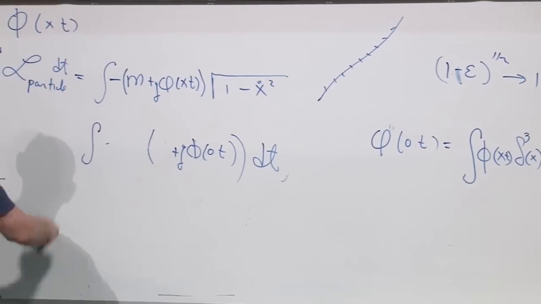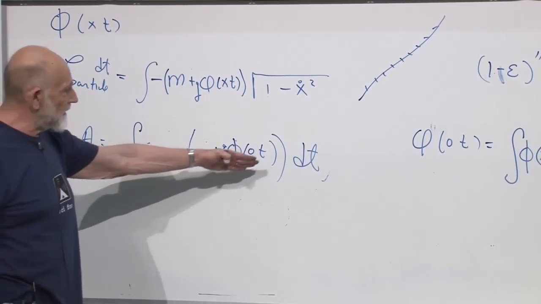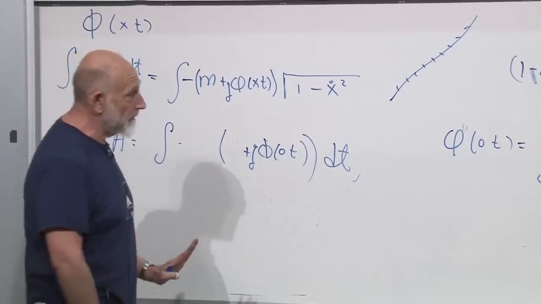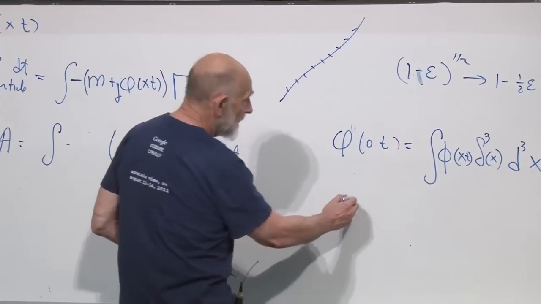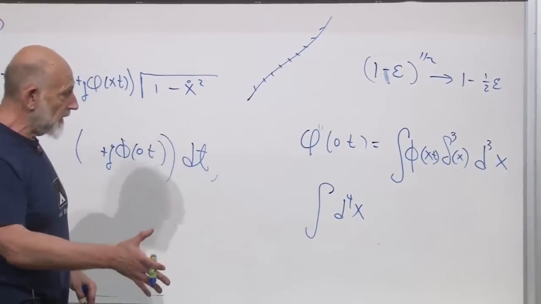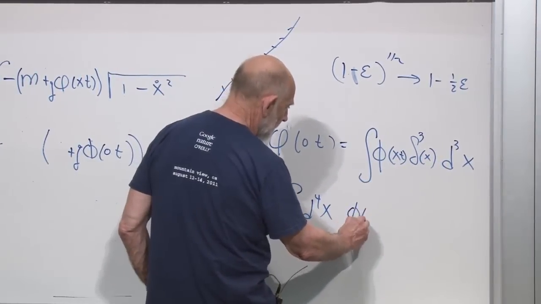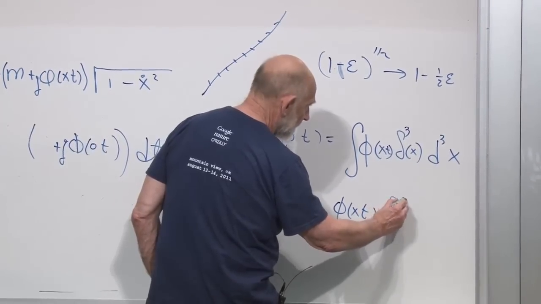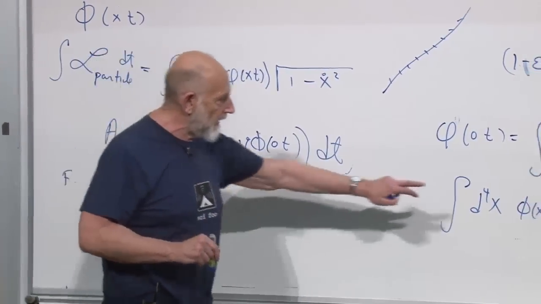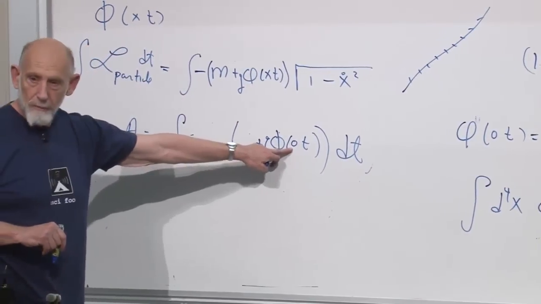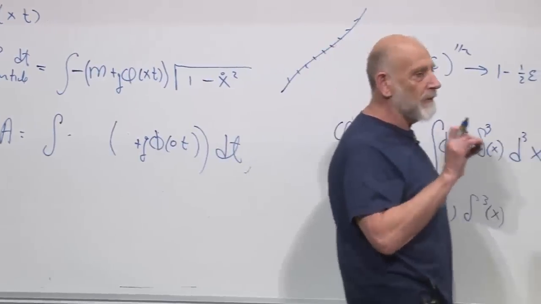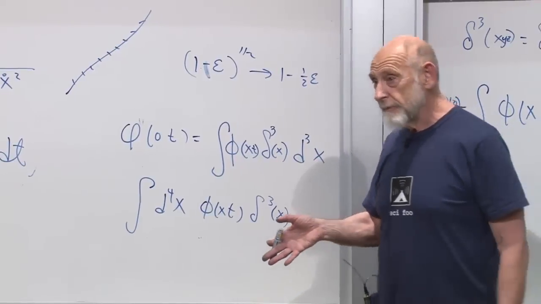Notice that in order to calculate the action, I also have to integrate it over time. The action was the integral of this phi over time. So in the action, we have the integral over all coordinates, d4x, that means dx, dy, dz, dt, phi of x and t, delta cubed of x. This delta cubed of x is doing nothing but picking out the value of phi at the spatial position of the particle. That's all it's doing. It's a trick for writing the value of a field at a point as an integral. Why do I want to do it?